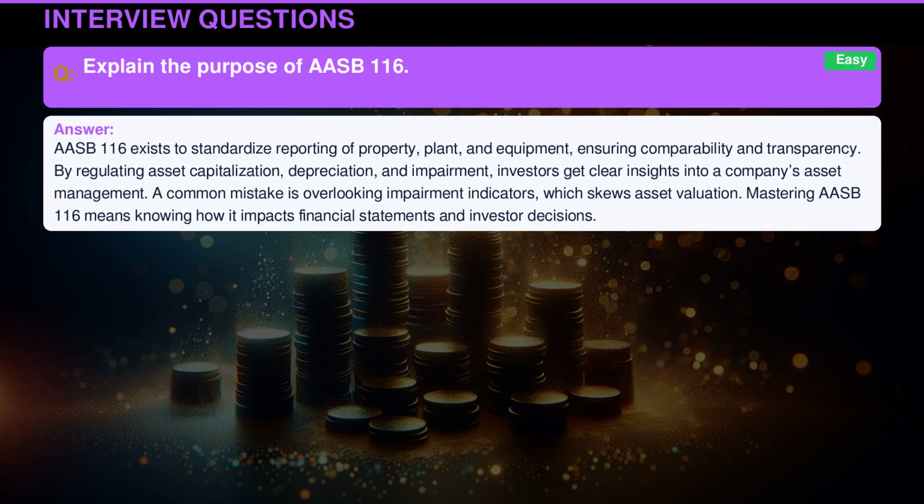AASB 116 exists to standardize reporting of property, plant, and equipment, ensuring comparability and transparency. By regulating asset capitalization, depreciation, and impairment, investors get clear insights into a company's asset management. A common mistake is overlooking impairment indicators, which skews asset valuation. Mastering AASB 116 means knowing how it impacts financial statements and investor decisions.